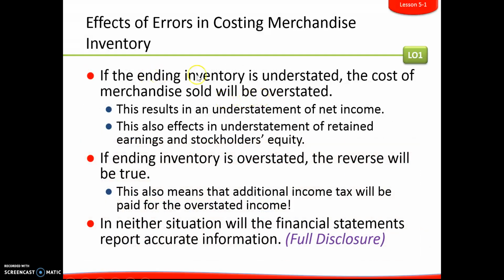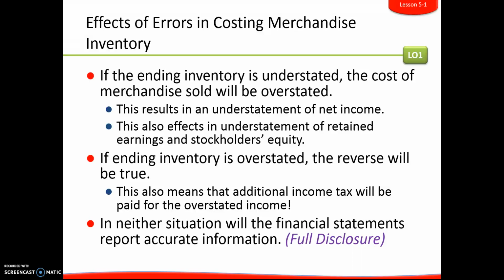Now, as I was just saying, if the ending inventory is understated, that means that the cost of merchandise sold is going to be overstated. And I can tell you that that is likely going to be a question on the test, so make sure that you understand what happens if ending inventory is understated, meaning it's smaller than what it should be. The cost of merchandise sold will be overstated.